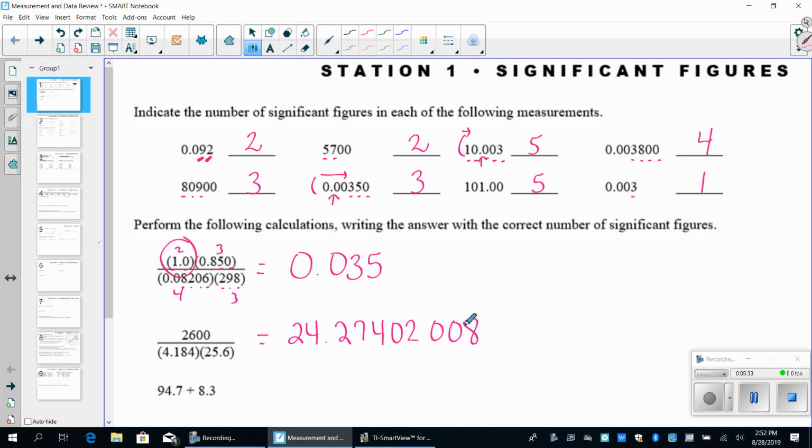Now, as far as significant figures go, this top one has 2 significant figures. This one has 4, and this one has 3. Because you're multiplying, dividing, you're looking at how many total significant figures. Here is your least precise measurement, and you have to round your answer to 2. So you keep the 2 and the 4, and you basically are dropping the rest of this. So this is going to be expressed as 24.